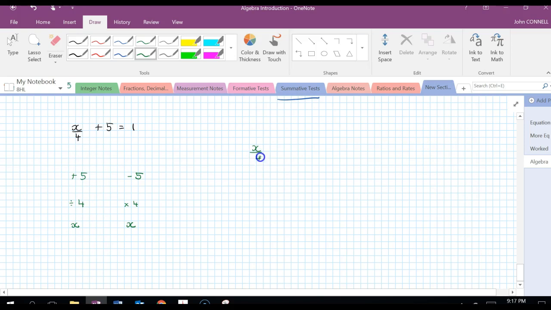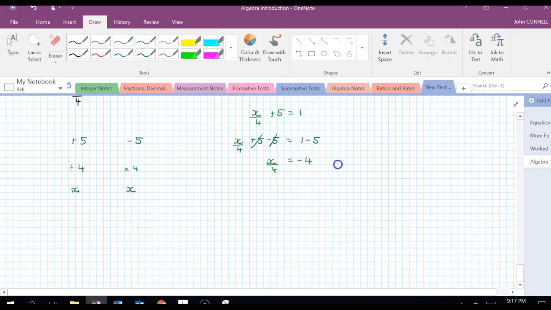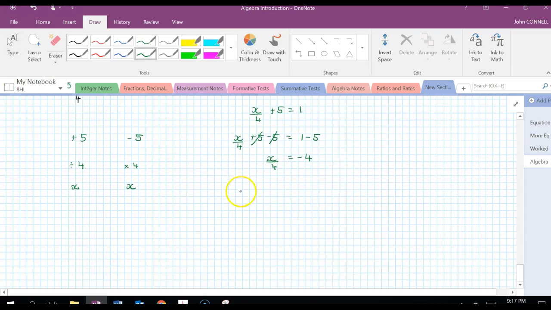I've got x on 4 plus 5 is equal to 1. First thing I do is subtract 5, so it's x on 4 plus 5 take 5 is equal to 1 take 5. Now these 5s are going to cancel, so it's x on 4 is equal to minus 4. So x divided by 4 is the same as minus 4, and then we're going to multiply both sides by 4. So we're going to times 4 on both sides, keeping everything the same. So that 4 there is going to cancel. So x is the same as minus 16.